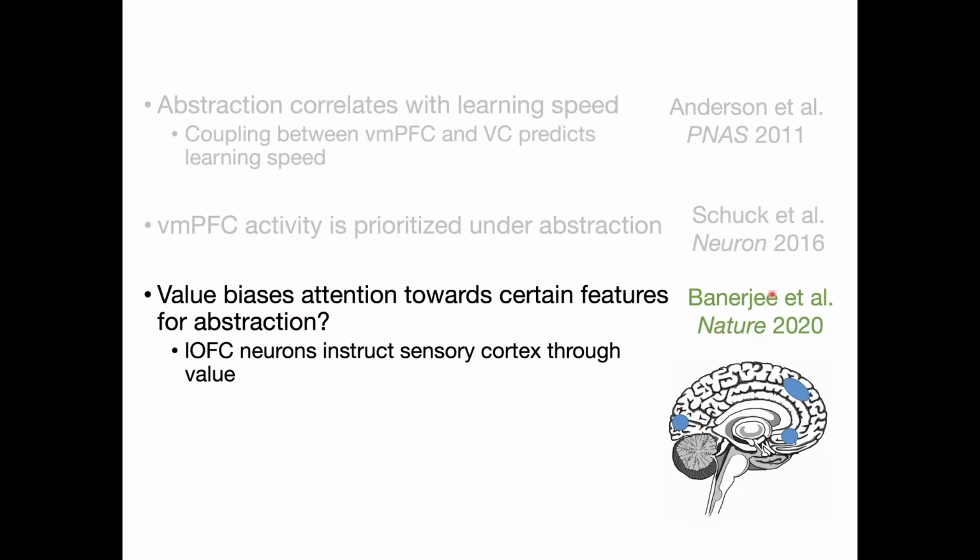This is particularly based on recent work. This study here was based in rodents, where they found that lateral OFC neurons instruct sensory cortex through a value or prediction error mechanism. So the mechanisms in our task here might be very similar. We might also have an effect of value in generating, or at least participating in the generation of abstractions. But so far we only have correlational findings.